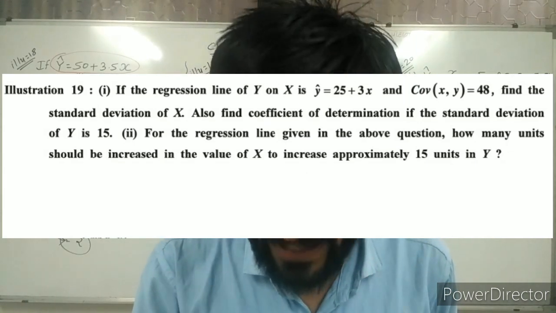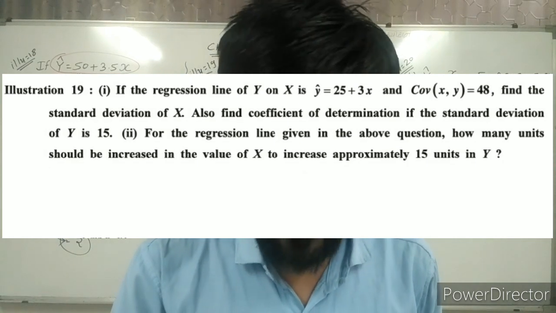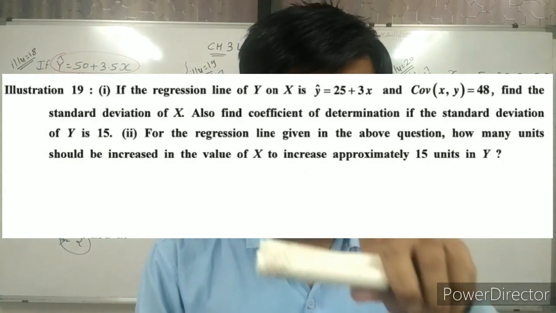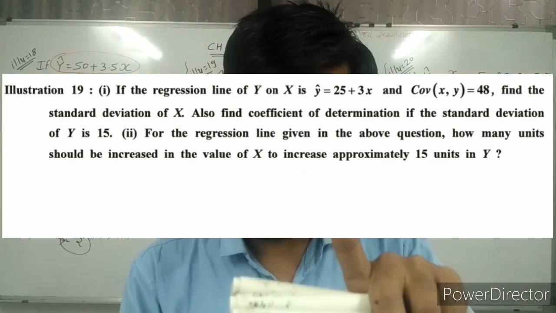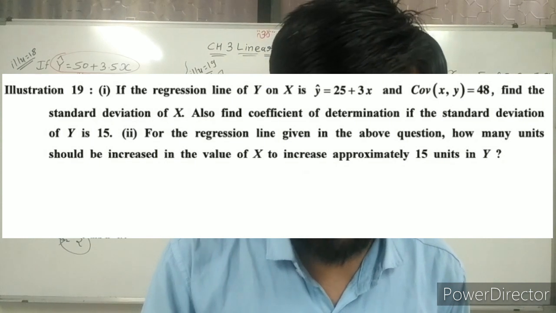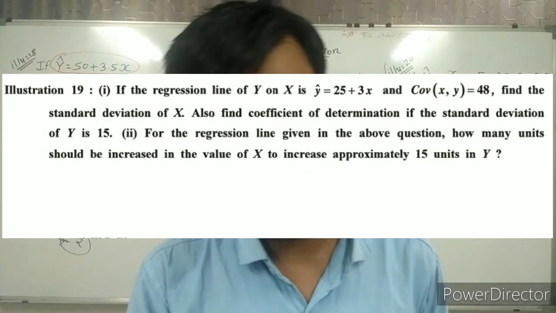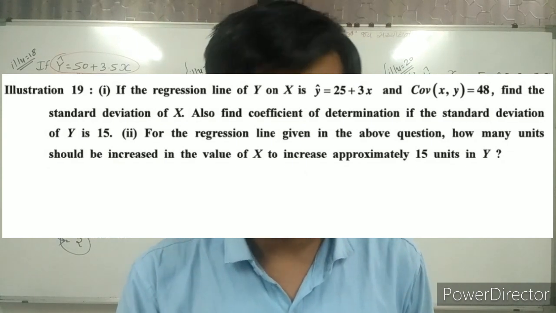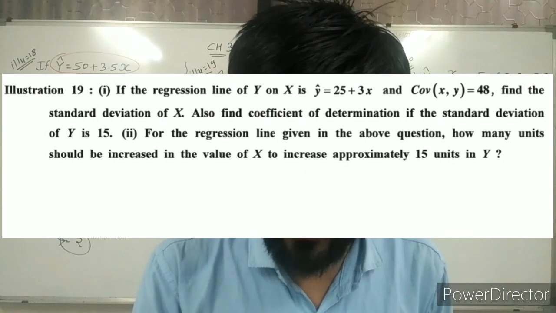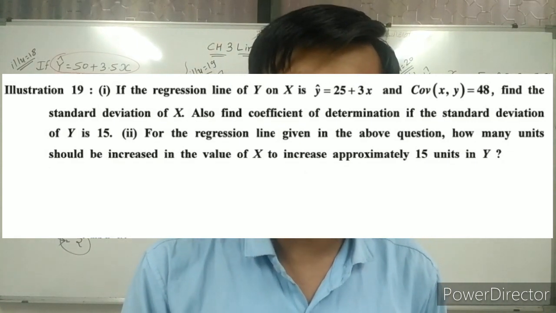3x and covariance of xy is equal to 48, find the standard deviation of x. So this is my first question, find standard deviation of x. Also find coefficient of determination if the standard deviation of y is 15. In the first question, the second part is, if standard deviation of y is 15, find coefficient of determination. It means r square.